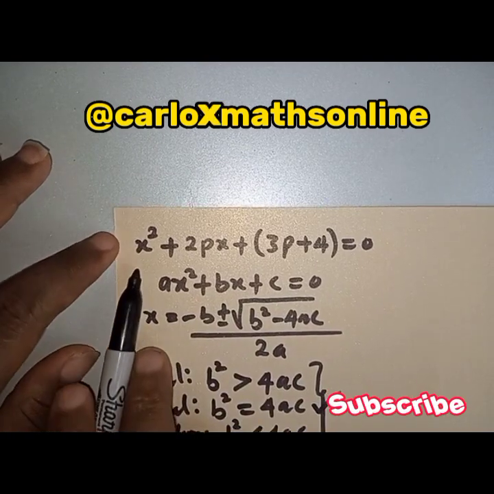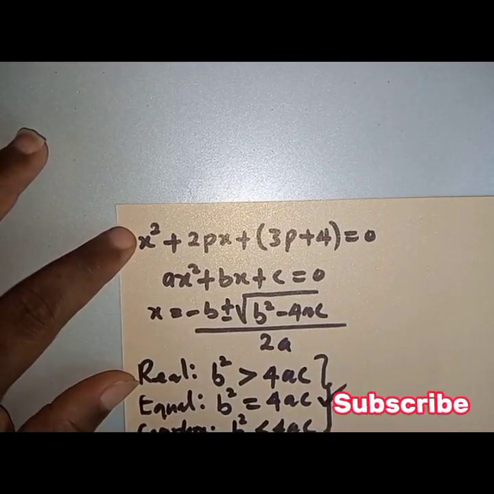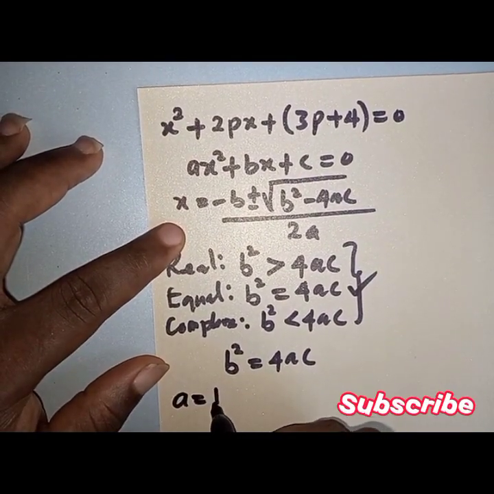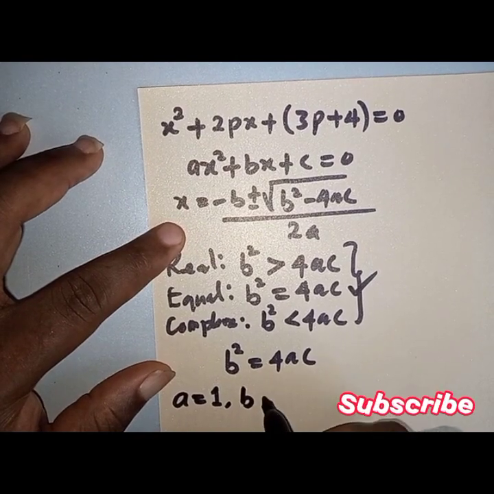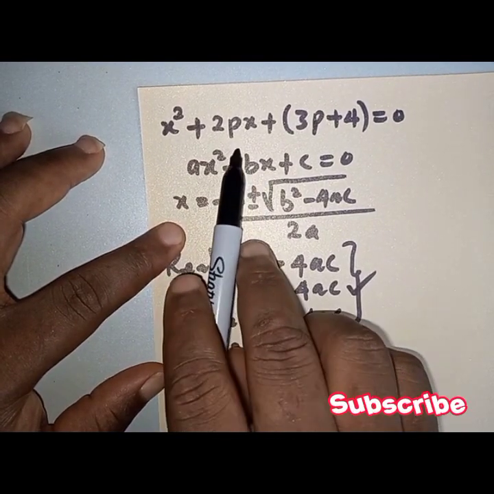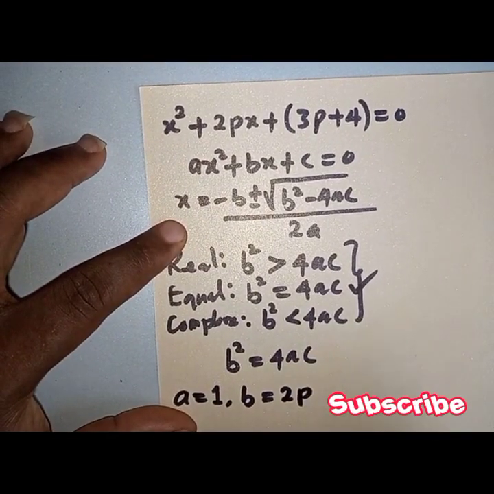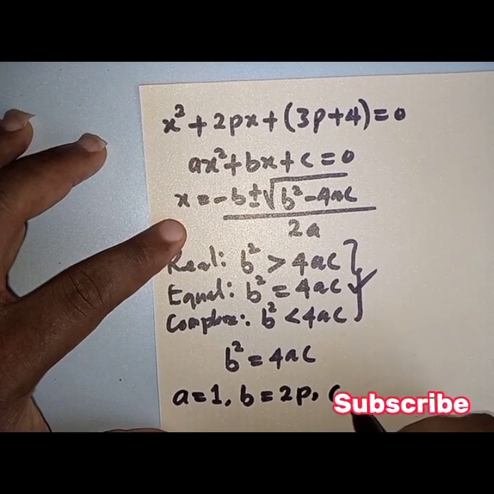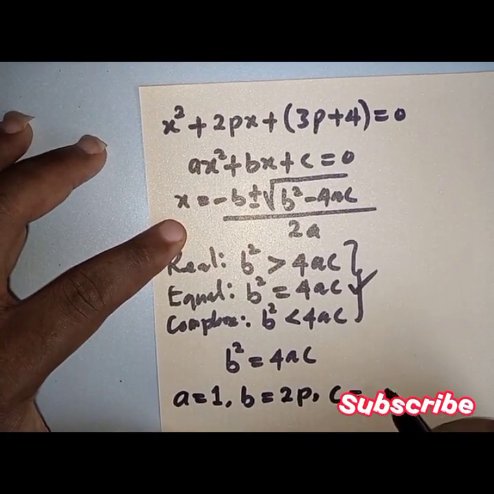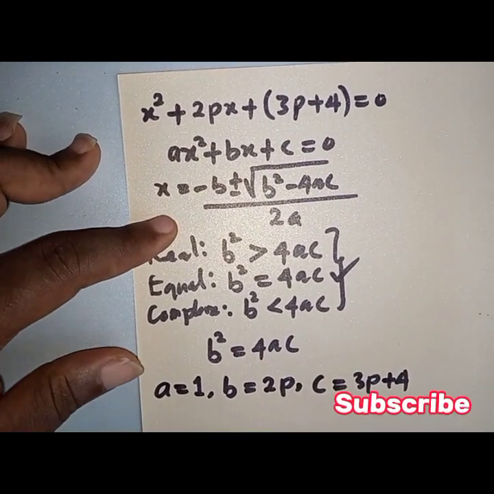Now we're going to compare these two, this quadratic function and the general one. The value of a here is 1. A is equal to 1 in the above equation. b is the coefficient of x, which in this case is 2p. And c is the constant here, which is 3p plus 4. That's the value of c.